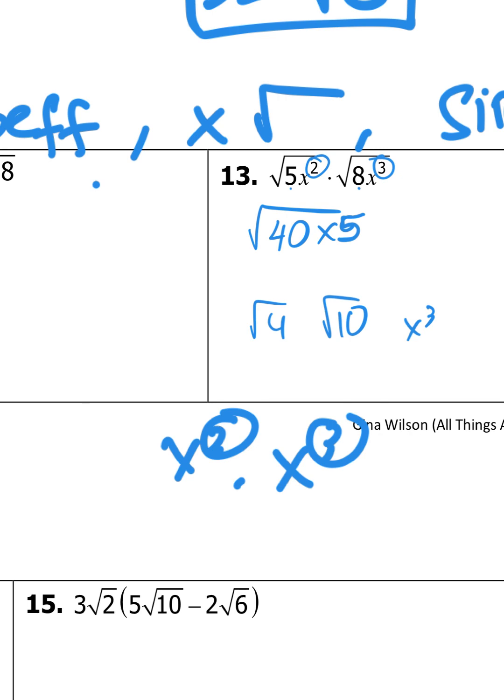So now I will have x4 times x1, right? Alright, square root of 4 will give me 2. Square root of 10 will still be square root of 10. Square root of x4 will give me x squared, and then that x will be combined with the 10. Alright.